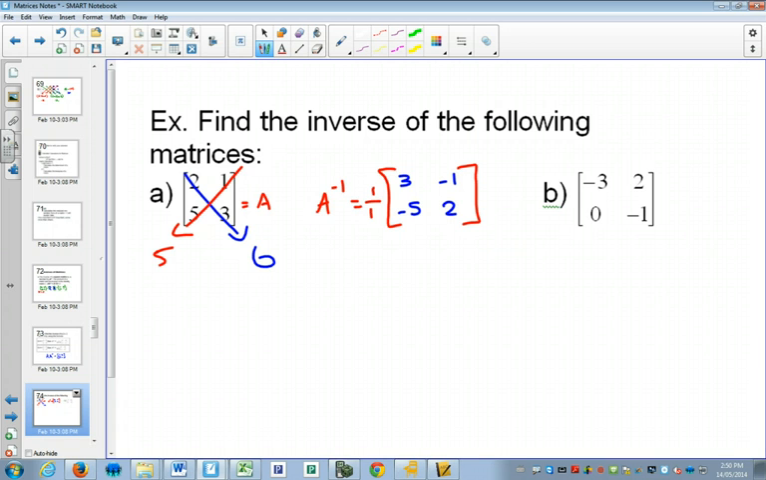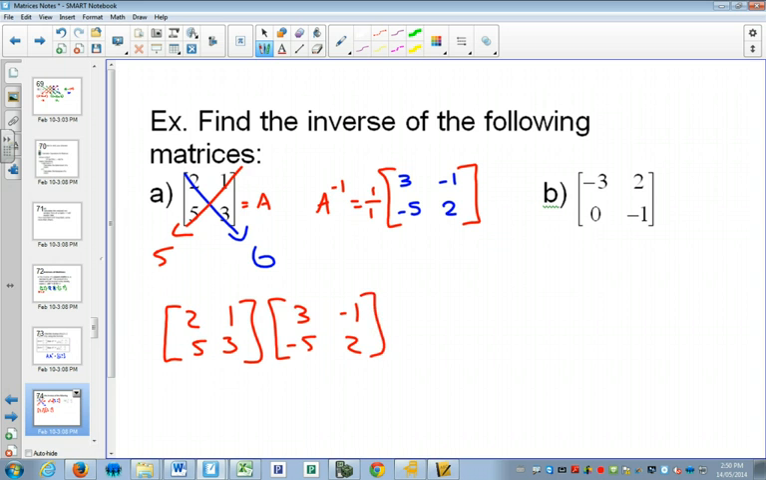Check it out if we actually multiply those two together. 2, 1, 5, 3 times 3, negative 1, negative 5, 2. What do you get? 1, 0, 0, 1. Pretty cool.